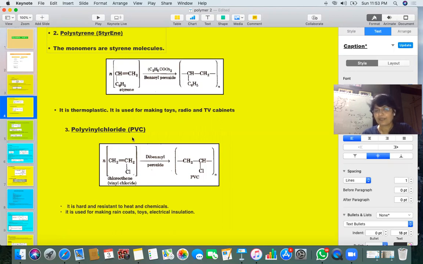Third one is polyvinyl chloride. Polyvinyl chloride means we are taking vinyl chloride. How do we write vinyl chloride here? CH2 double bond CHCl. Through the pi bond, polymerization takes place and we are getting PVC. And you know very well this is used in raincoats, toys, electrical insulators and so on.